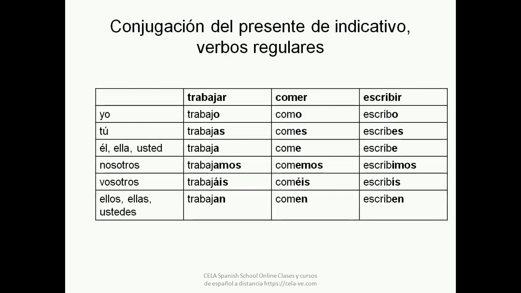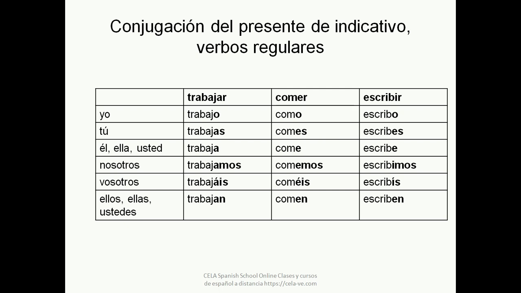In this table, we have the conjugation of the regular verbs in the present indicative. The regular and irregular verbs are the same in present indicative, present subjunctive, and in the imperative. When I talk about the endings of the verbs, I will use Spanish pronunciation.